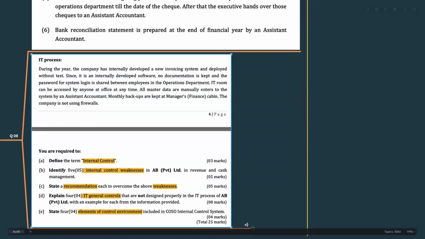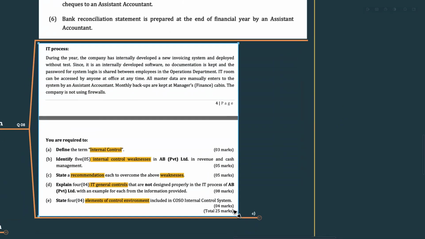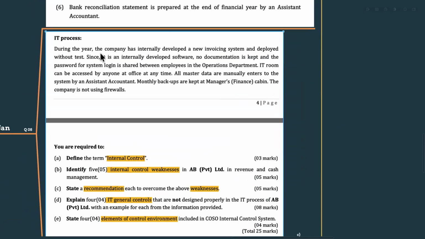So many problems. And let's read the IT process. During the year, the company has internally developed a new invoicing system and deployed it without testing. Okay, without testing, there's no general control. Before go live, we have to test each and every software. Since it's an internally developed software, no documentation is kept. Again, there's a problem in the general control.